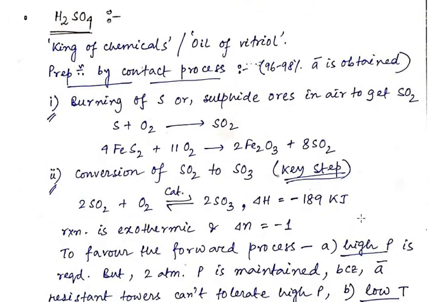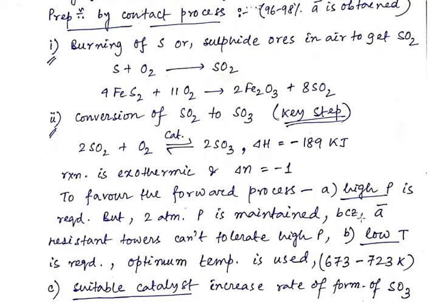And finally we will discuss a few things about sulfuric acid, which is also included in group 16. So the sulfur is there in group 16. That is H2SO4, the oxyacid of sulfur, that is sulfuric acid, everybody will know. It is also known as the king of chemicals or the oil of vitriol. So how can we prepare H2SO4? This is also in your syllabus. How can we prepare sulfuric acid?